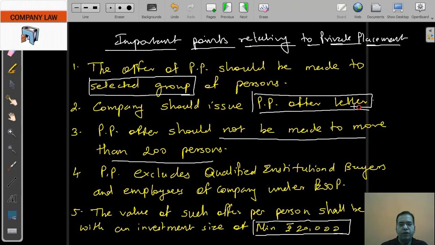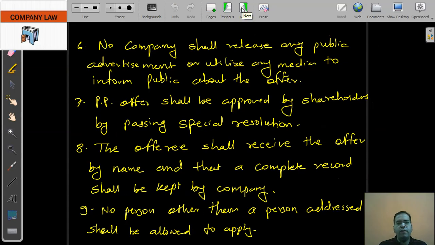Here we have seen a few important points, and I am just highlighting them. No company shall release any public advertisement relating to the private placement offer. The name itself says it is a private placement. How can a company come up with any kind of advertisement in case of private placement? A company should not release any public advertisement or utilize any media to inform the public about the offer, because it is not made to the general public, it is made to a selected group of persons. That is the logic behind this.